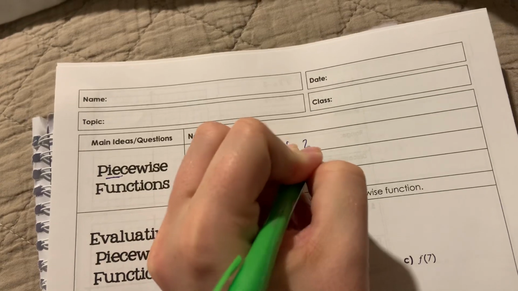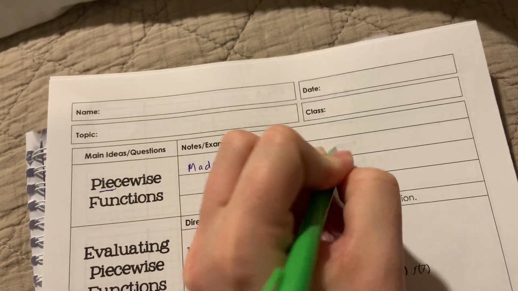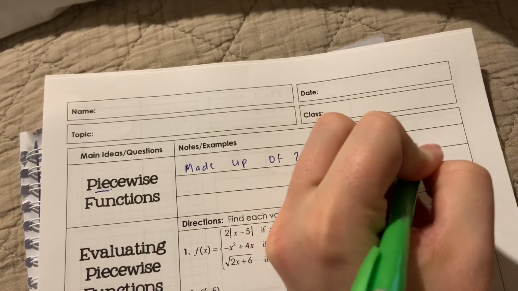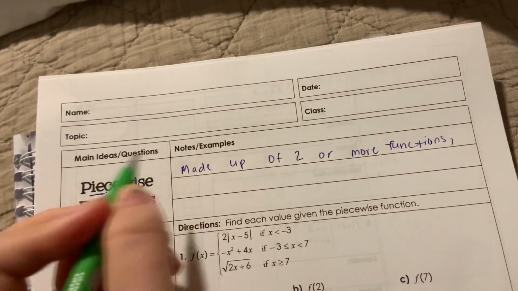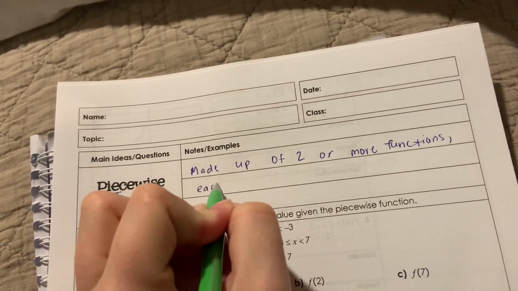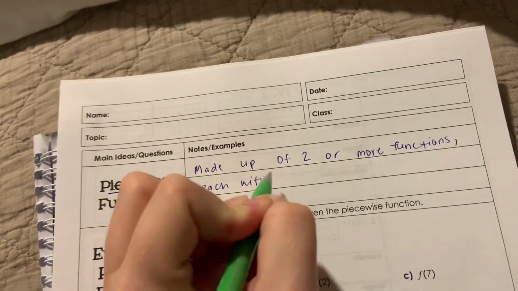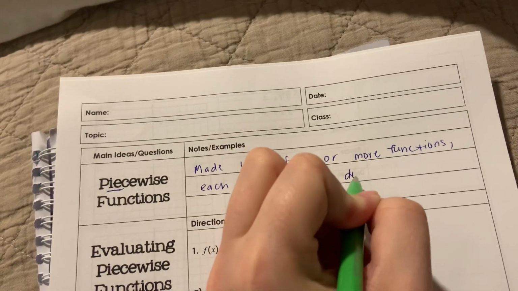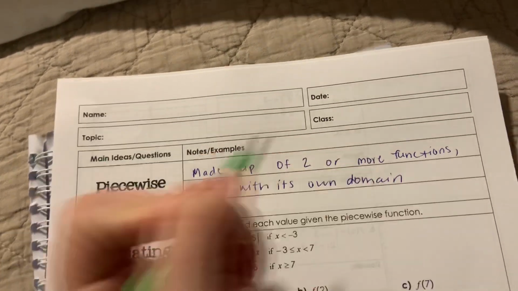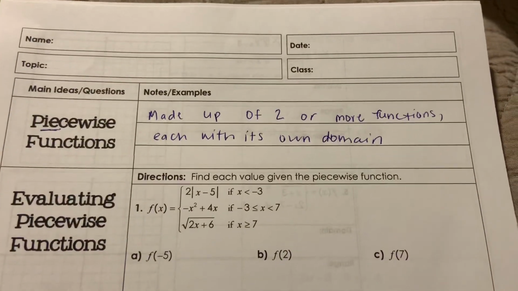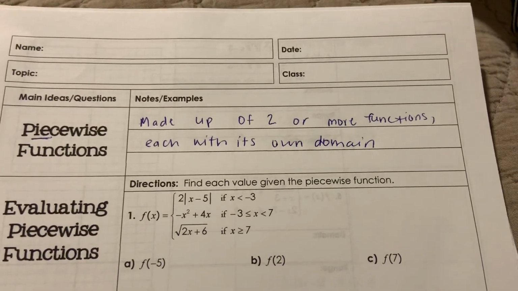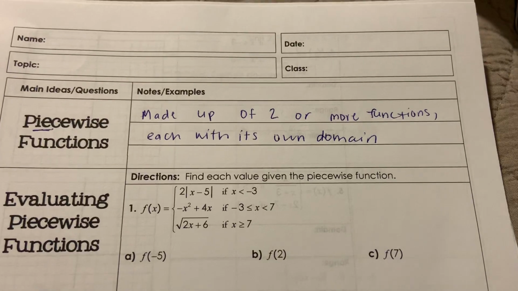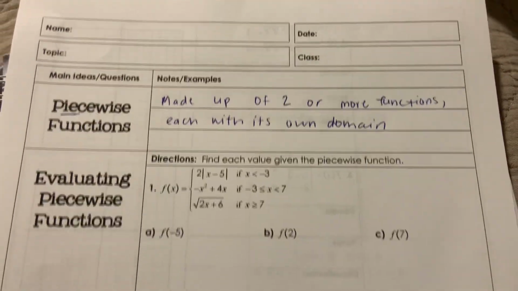It's one function made up of two or more functions, each with its own domain. So I could have a quadratic and a linear. Those rates of change are going to be different in each of those functions. They each have their own domain, but they come together to make one function.